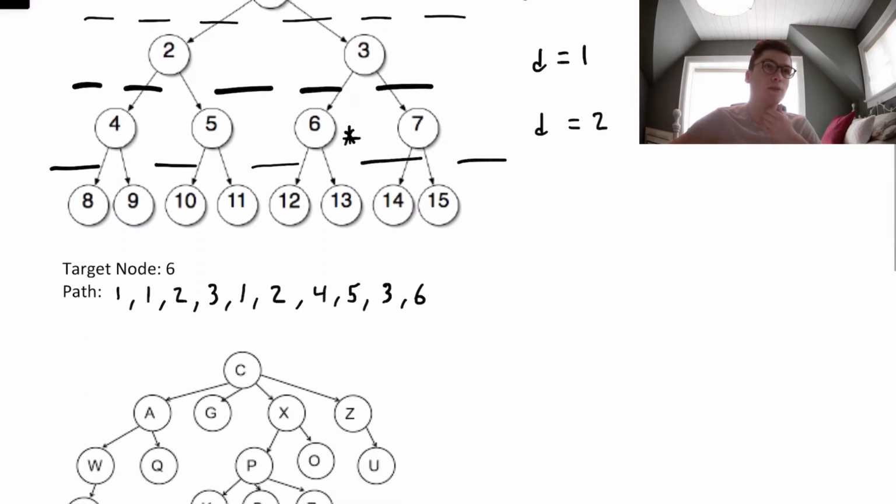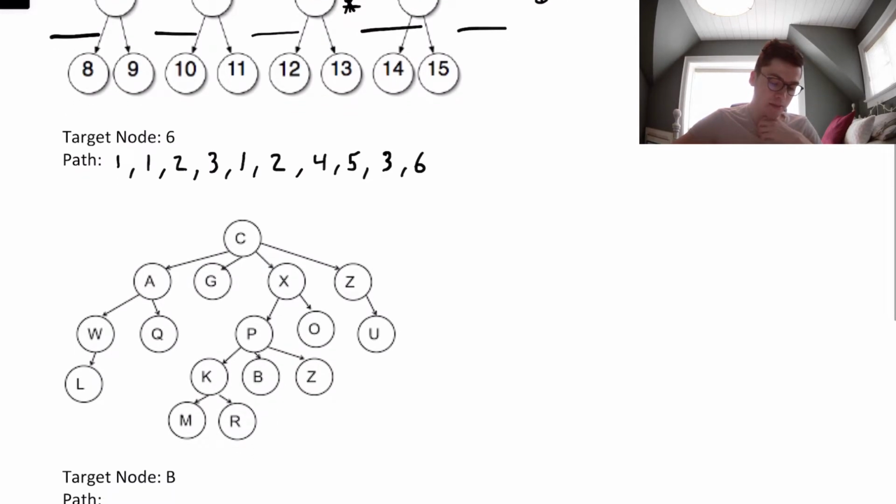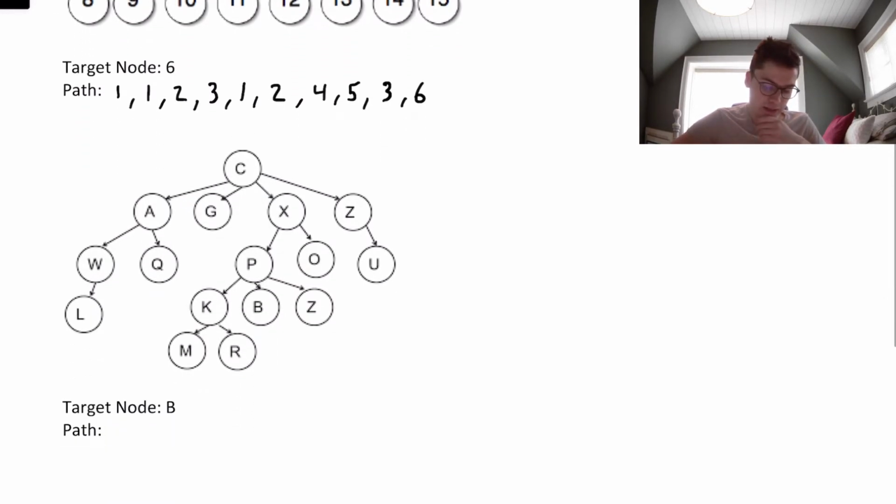All right, let's move on to a more complex example. As we can see, it's a similar binary tree, but some of the nodes don't have branches. It's just more complex. It's asking us to get to target node B, so right here. So let's just start it. We're going to obviously start at C. Then we're going to go down, and that's the first level, and then we're going to restart it.